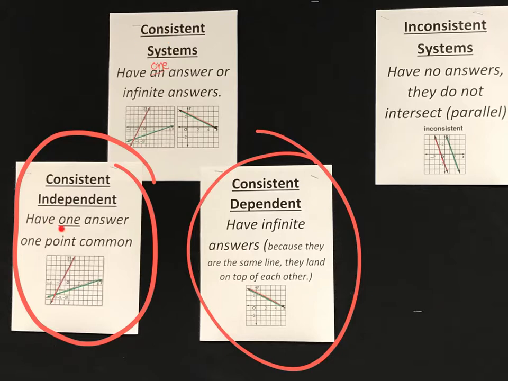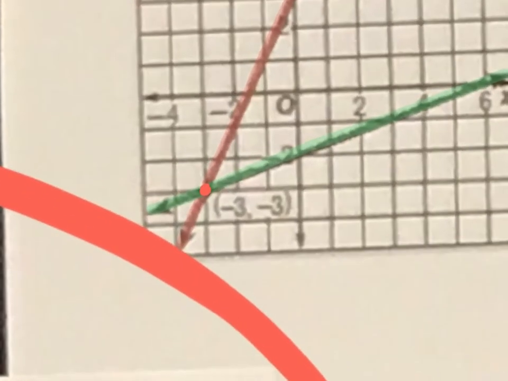So again, you were supposed to copy down the consistent systems. There's two types. There's consistent independent, that means one answer. Consistent dependent, they're right on top of each other. They have an infinite amount of points in common, infinite answers, infinitely many solutions. And there's inconsistent systems. That means that they have no answers. They're parallel. They do not cross. Now, we're going to use these vocab words when we classify. There's a big difference in classifying and solving. Classifying is giving the system a name. Solving is actually looking for that answer.